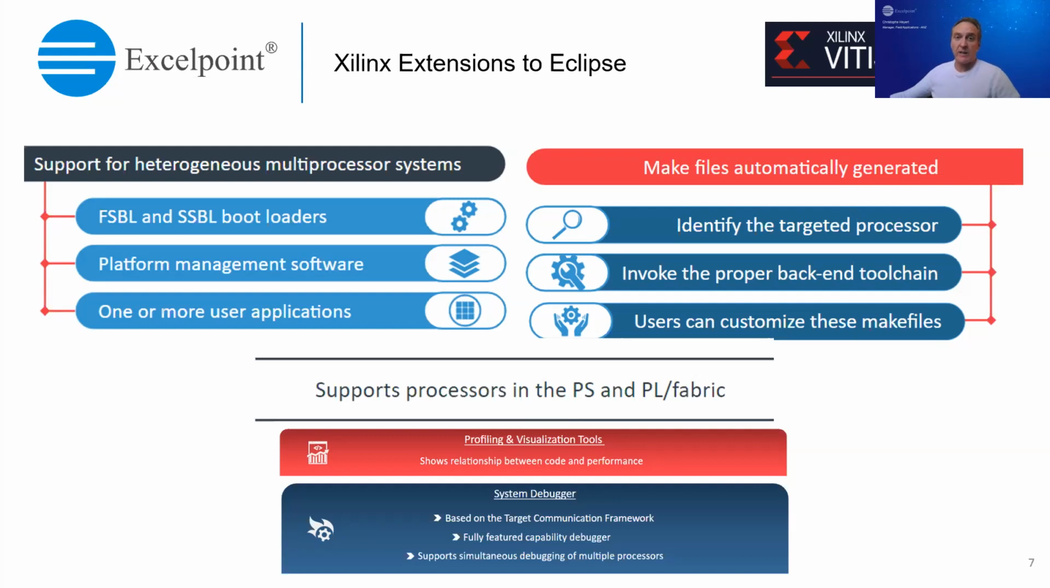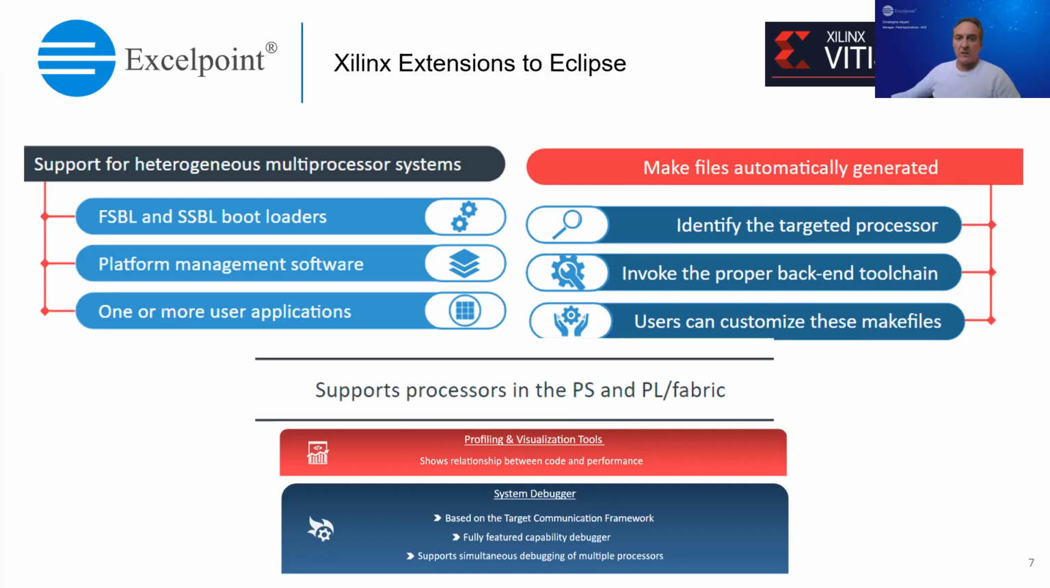The Vitis environment aids with that by automatically building makefiles that are intelligent enough to identify the targeted processor and invoke the proper backend toolchain. You can customize these makefiles to include options for building an executable tailored to your application. The tools interface seamlessly with the hardware and do not only support processors in the PS, but also any soft-core processors in the fabric, for instance, another MicroBlaze. Profiling and other visualization tools are also included that help you understand the relationship between coding style and runtime performance.